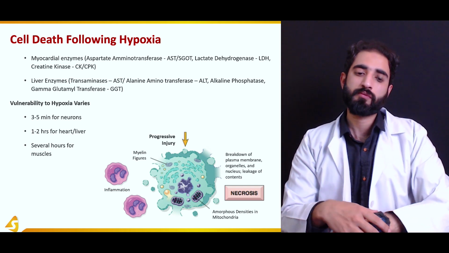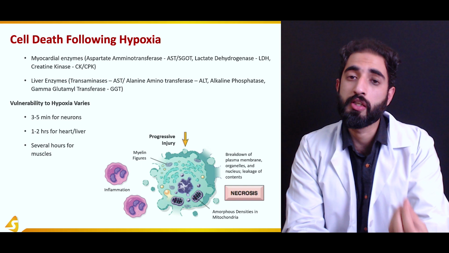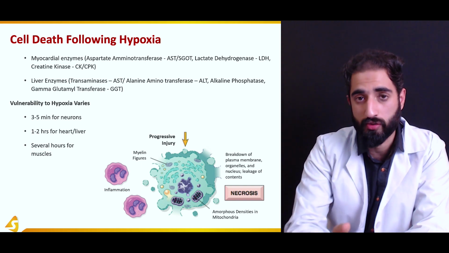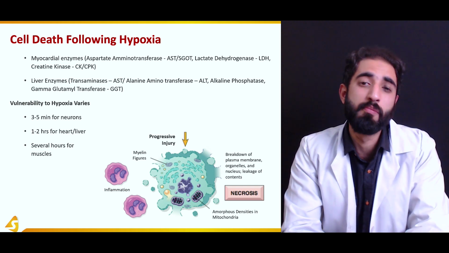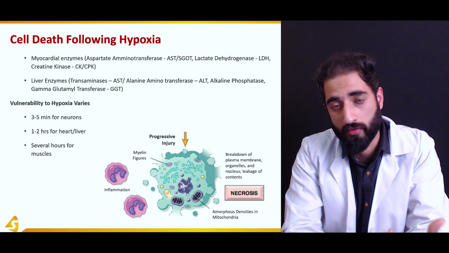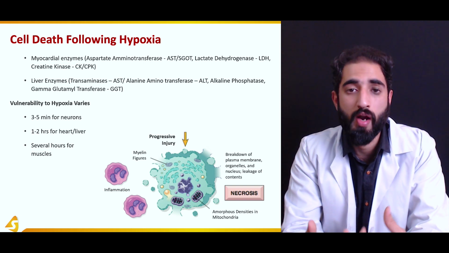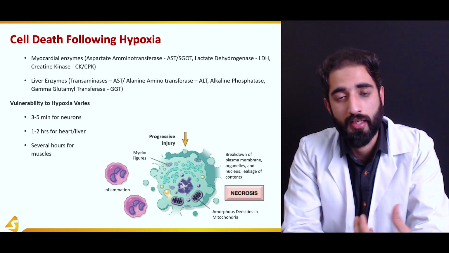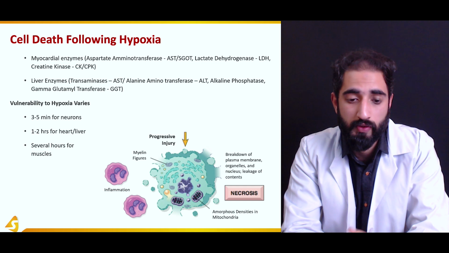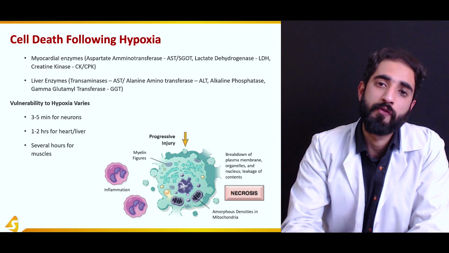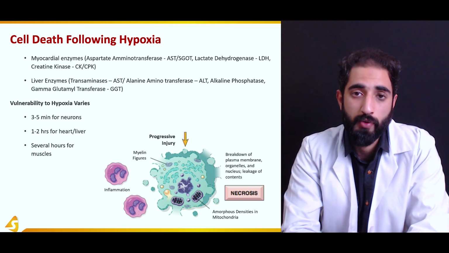So another important thing in hypoxia is that the vulnerability of different tissues, different cells to hypoxia or the lack of oxygen is different. For example, let's take the example of neurons. They are the most sensitive whenever there is lack of oxygen. They deteriorate, they die very quickly. They can have only a threshold of 3 to 5 minutes. On the other hand, heart and liver can survive for a little longer, and they have the threshold for 1 to 2 hours as compared to 3 to 5 minutes of neurons.